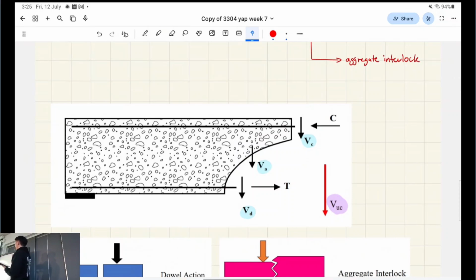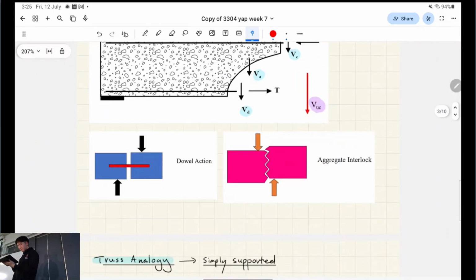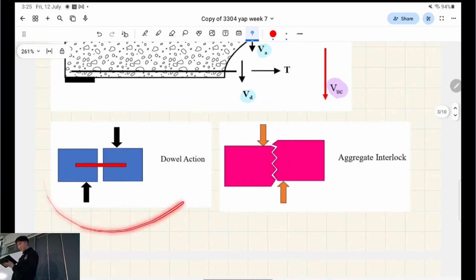I'm pretty sure this is from Daniel O'Shea's pre-stress slides, because I thought it helped visualize it a little bit better. But yeah, you just need to know that all the concrete strength, which is VUC, comes from these 3 components, right? And then yeah, they have more diagrams to explain that.